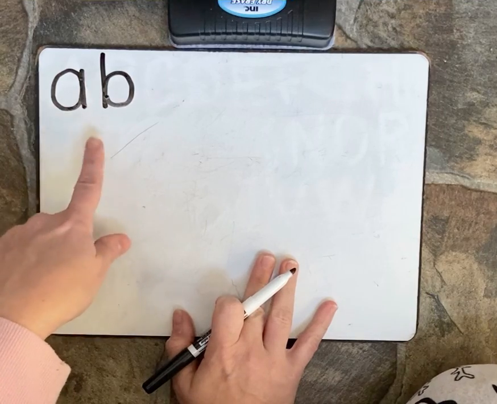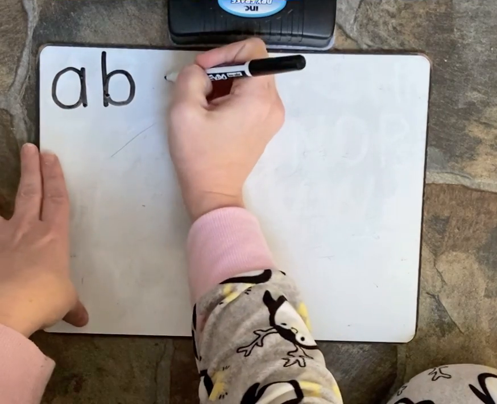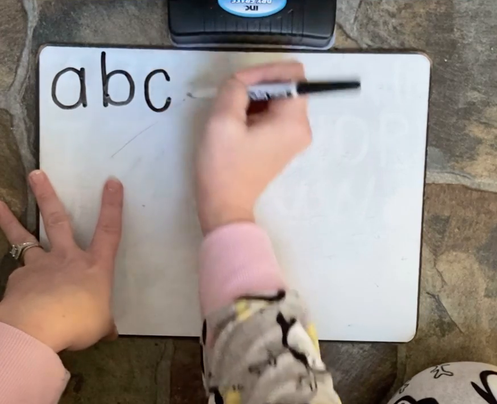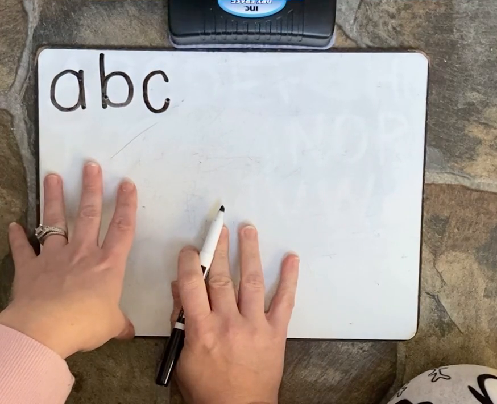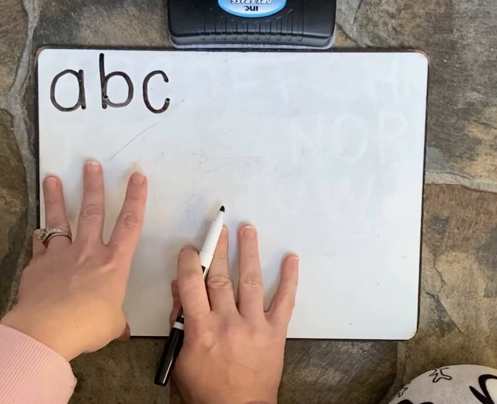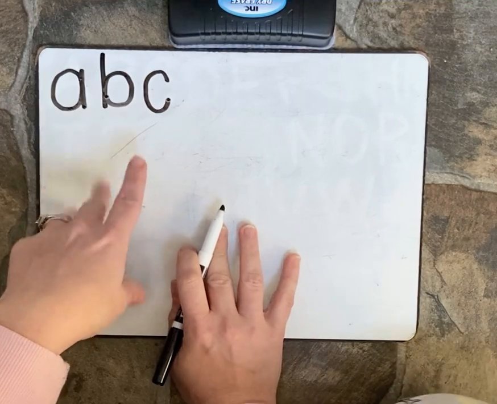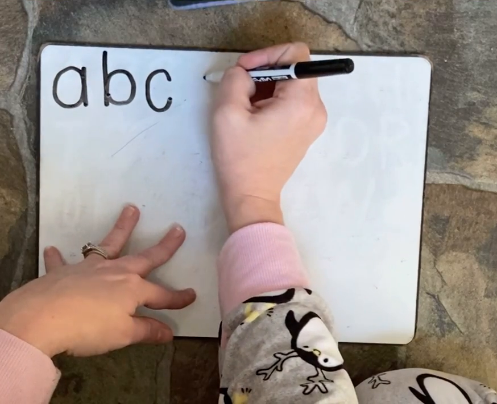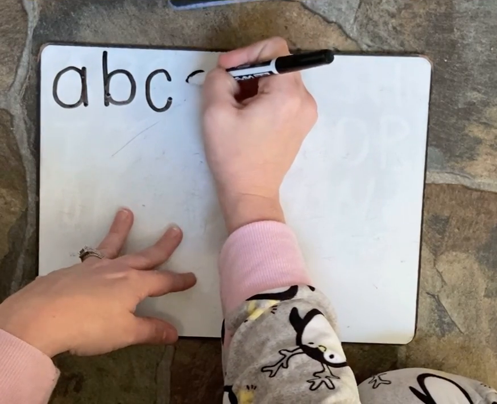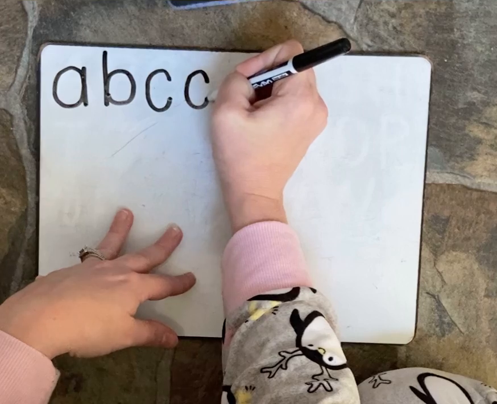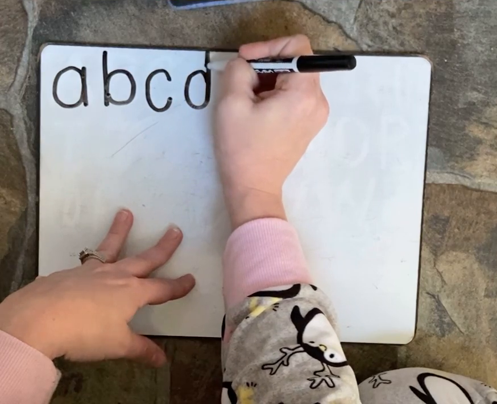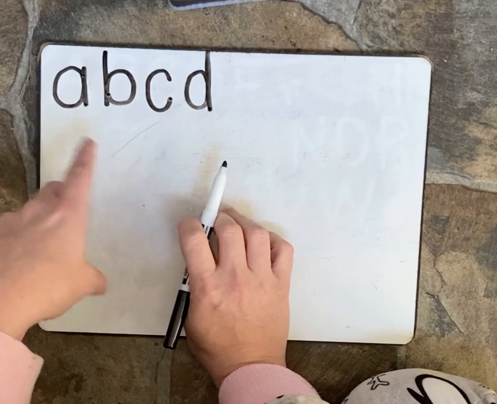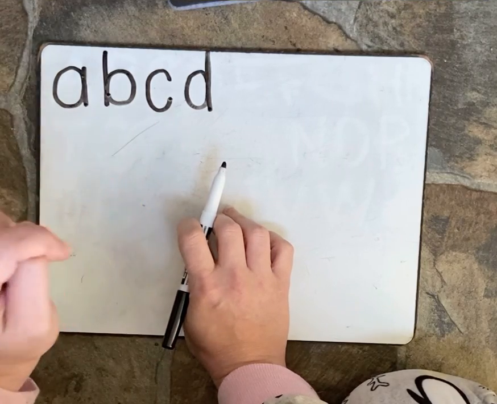Okay, so we have A, B. Our next letter is C. You know how to do that one. Over, around, and open. What comes after C? D. And if you can write an A and a C, you can write a D. It's also an over, around letter. So start like a C, go over, around, and then you're going to go up and pull back down. So you should have A, B, C, D.